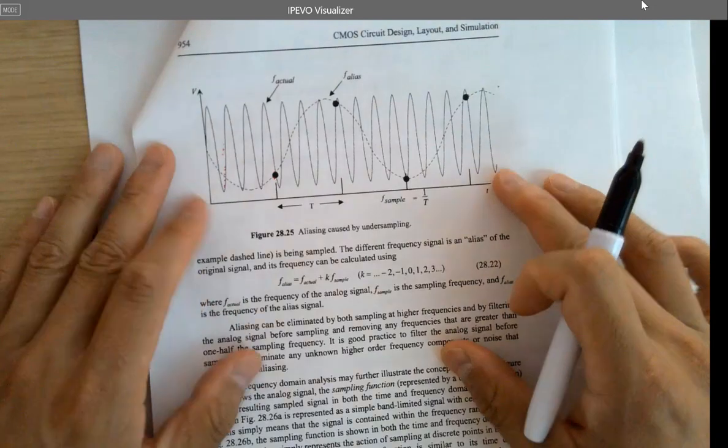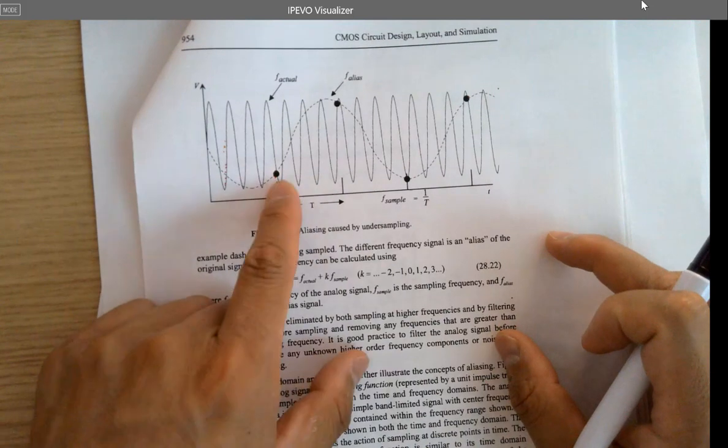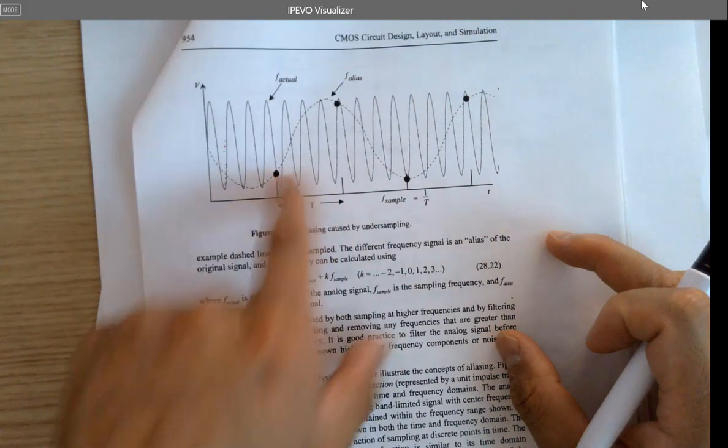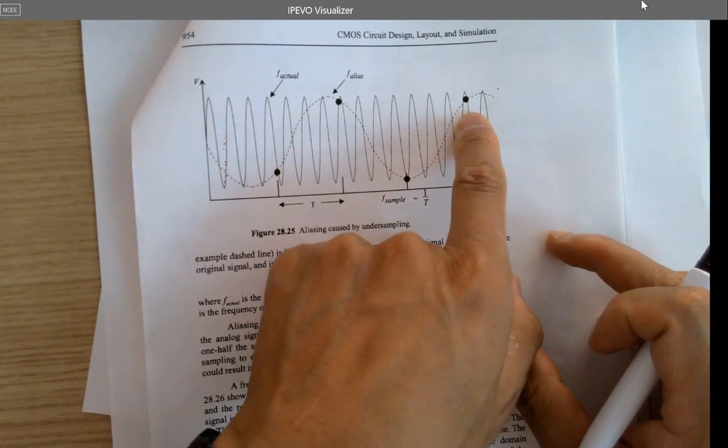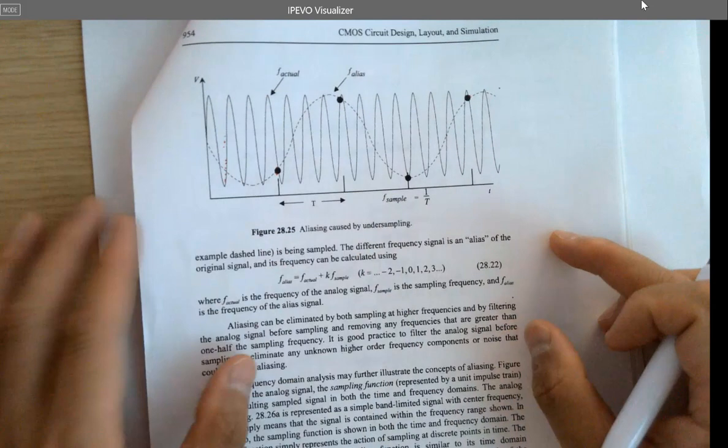I think there's an example about aliasing. If you have a slower sampling rate, you are getting something like this. Okay, so the faster sine wave is the original signal, but it's sampled at a slower rate, like 1 point here, 1 point here, 1 point here, 1 point here. But when you recover it, it looks like this instead of the original signal.